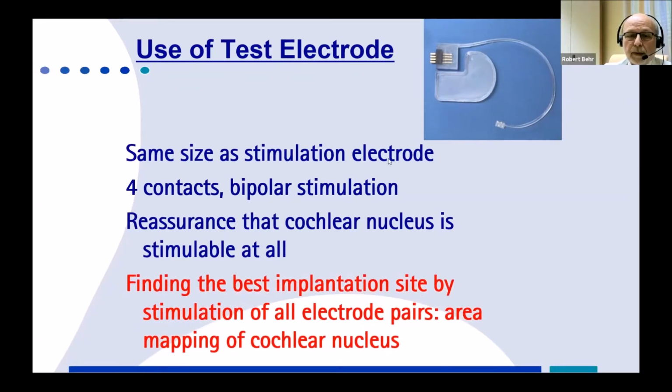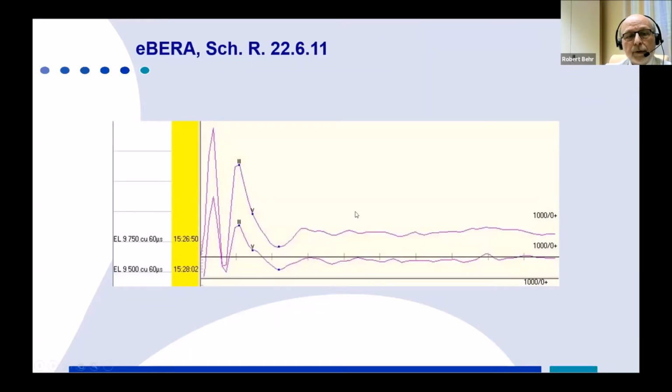So you find the best implantation site by stimulation of all electrode pairs, and then you can say, okay, this is the place where I have to put the stimulating electrode. This is what you see during the operation. This is one example from electrode 9 of the probe, and you see here with the lower current stimulation and with the higher current of stimulation, a much better recording of the electric auditory brainstem response. And when you have such a recording, you know this is a very good place to put in the stimulating electrode.